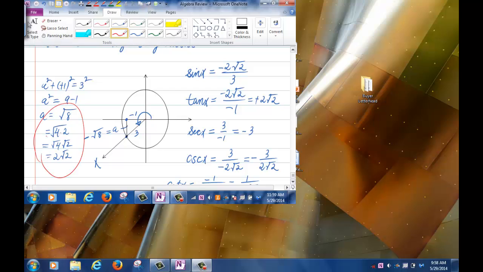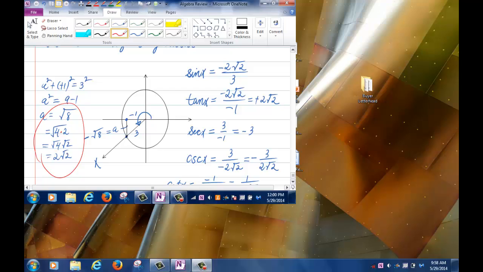Okay, so I have root 8, right? So root 8 is the same as root of 4 times 2, because 8 is 4 times 2. And then root of 4 times 2 is the same as root of 4 times root of 2. And then root of 4 is 2, and the root of 2 is the same as root of 2. You're asking about this question, right?